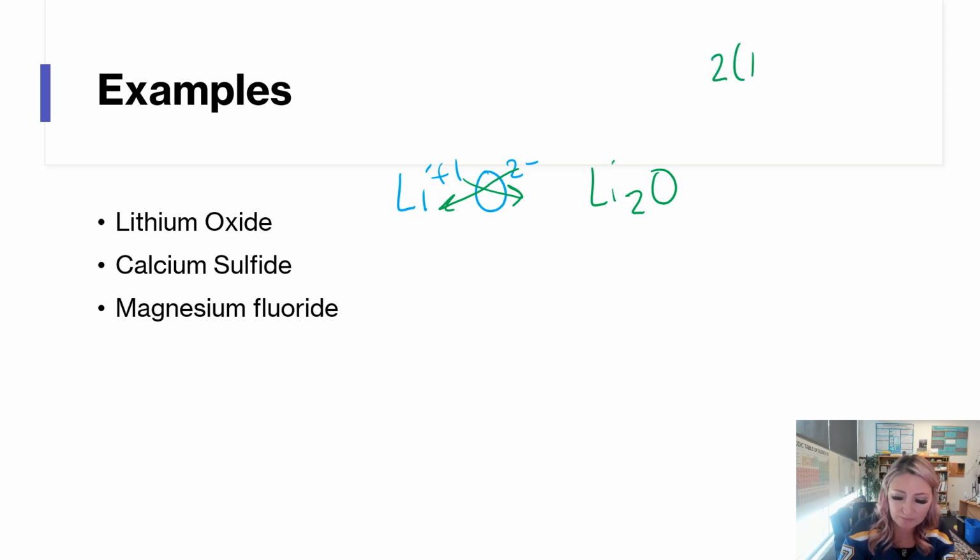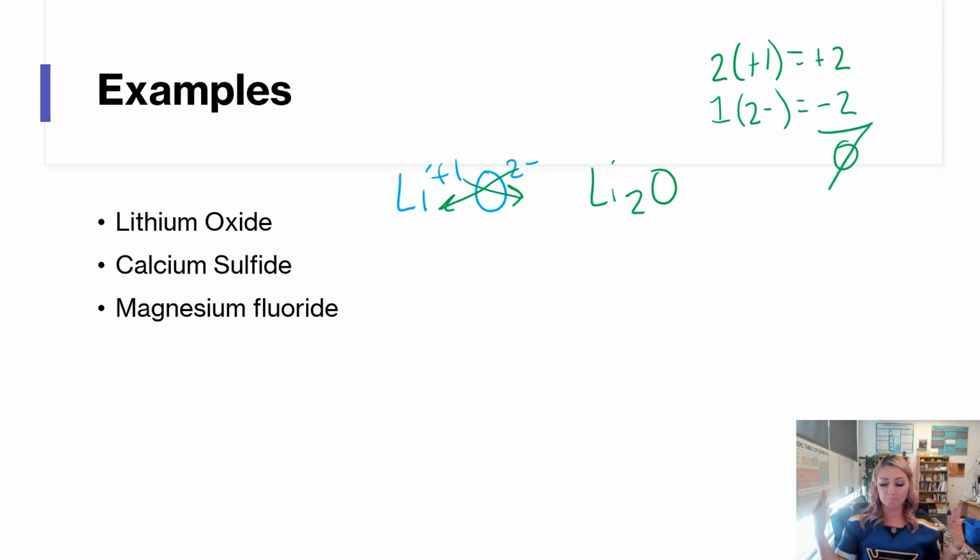I have 2 lithiums. They have a +1 charge. That is an overall charge of +2. I have 1 oxygen. Notice I didn't write the number there because we're chemists. We try not to write more than we absolutely have to. That has a -2 charge. 1 times -2 is -2. Adding those up, boom, 0. The drop and swap system works.